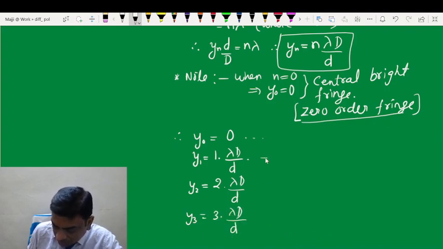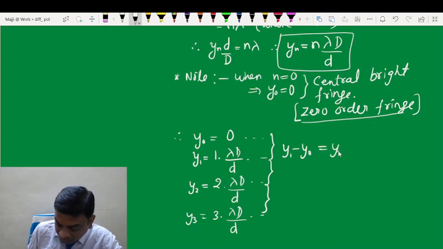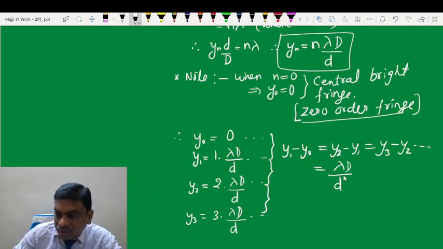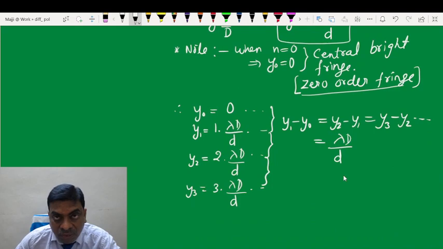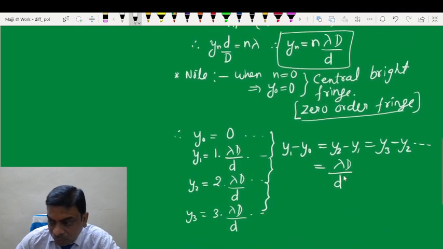As you can see, the distance between any two consecutive bright fringes is exactly lambda capital D by small d. That means y1 minus y0 will be same as y2 minus y1, which in turn will be same as y3 minus y2, and so on, which is equal to lambda capital D by small d. I'll show all these things on the diagram, don't worry. Right? All right.